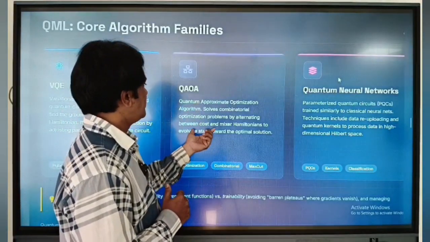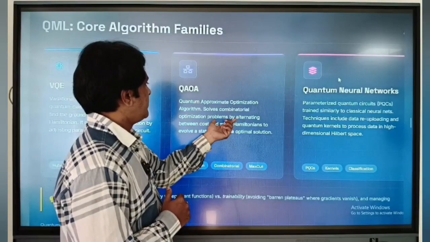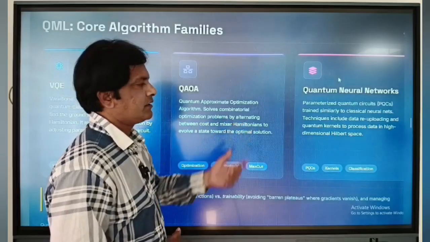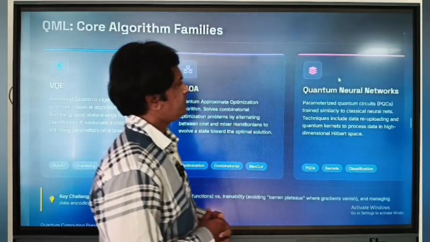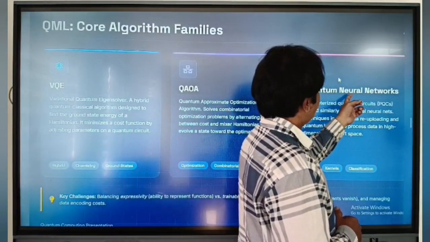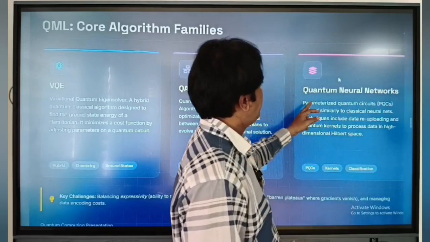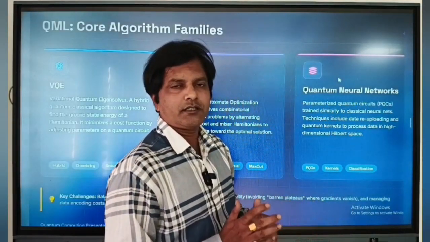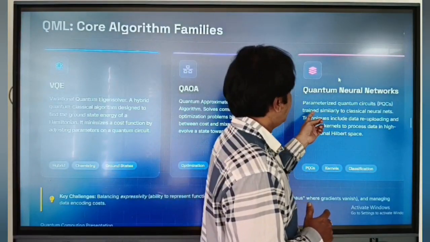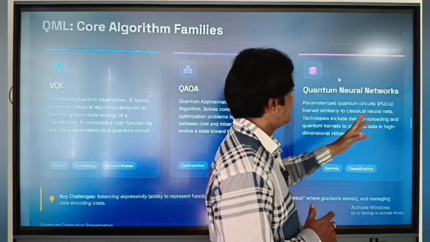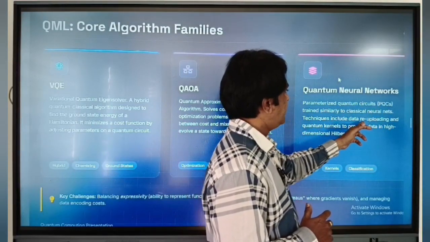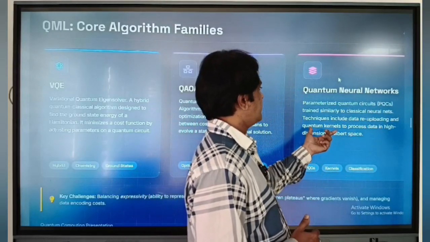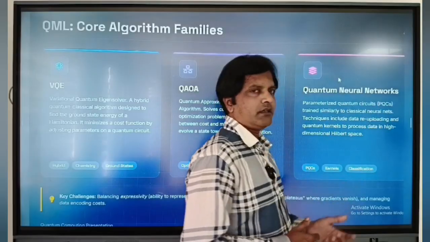So this algorithm solves problems by alternating between cost and mixed Hamiltonians. Last one, quantum neural networks. So parameterized quantum circuits are actually related to classical neural networks, trained similarly to classical neural nets. Techniques include data re-uploading. See, this re-uploading is done with the help of quantum kernel algorithms.